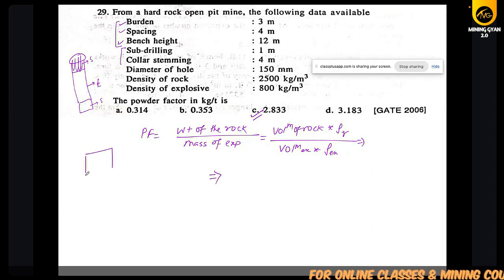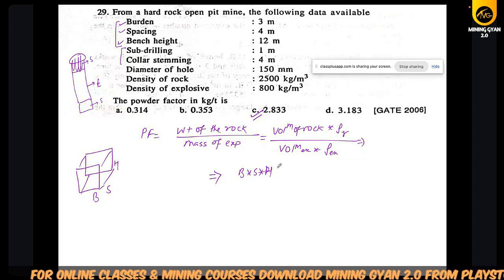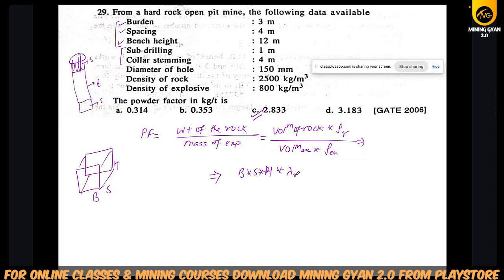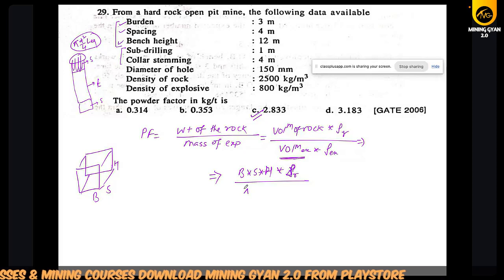If this is your rock block, then the volume will be burden, spacing and height. So burden, spacing and height is the volume, multiplied by the density of the rock. And what will be the volume of the explosive? If this is our hole, then pi d square by 4 L equivalent, into density of explosive.